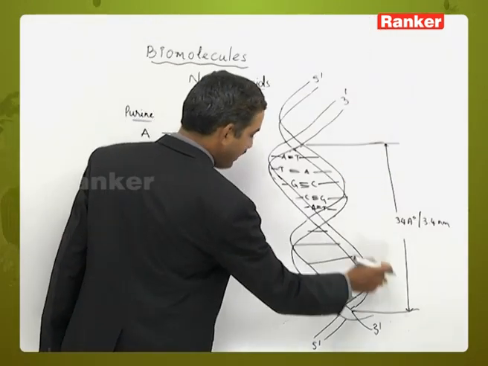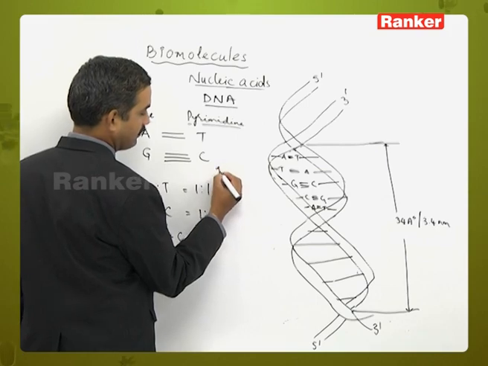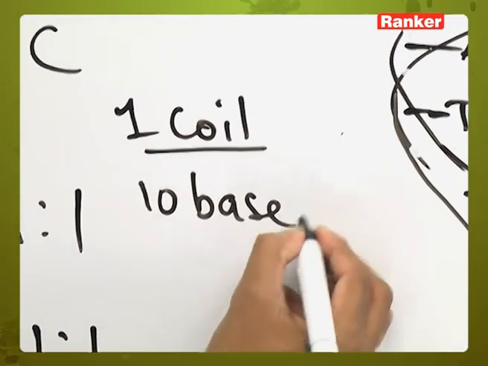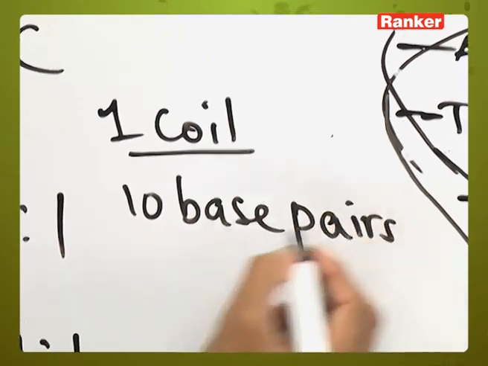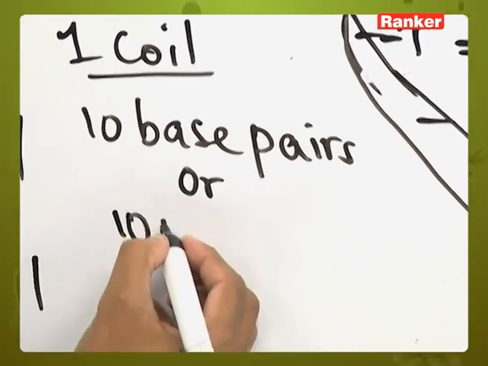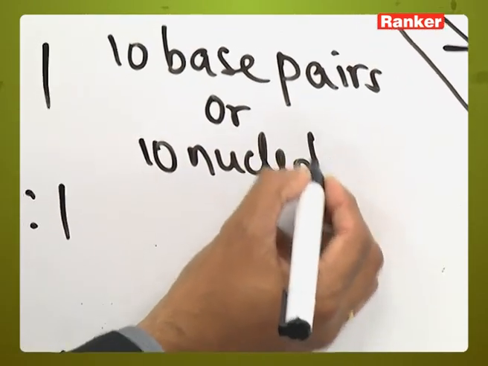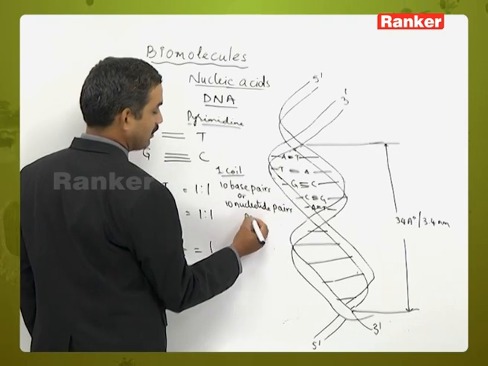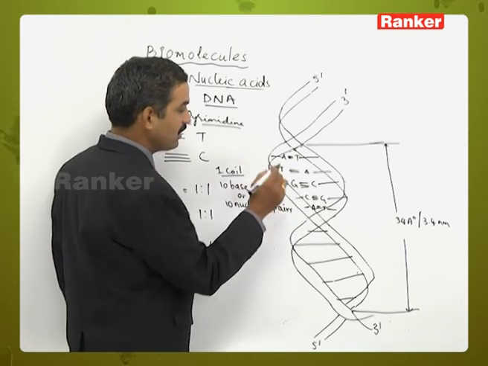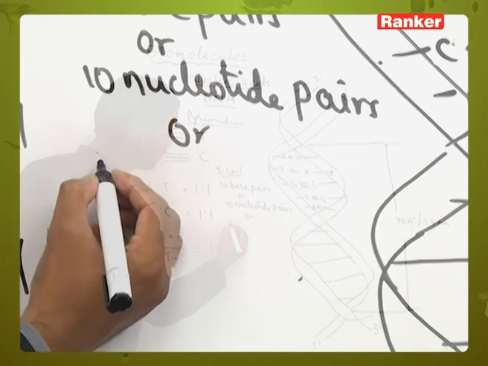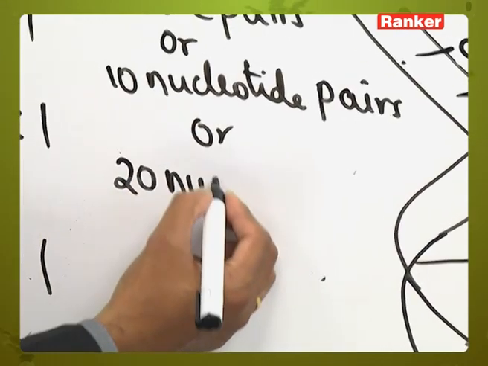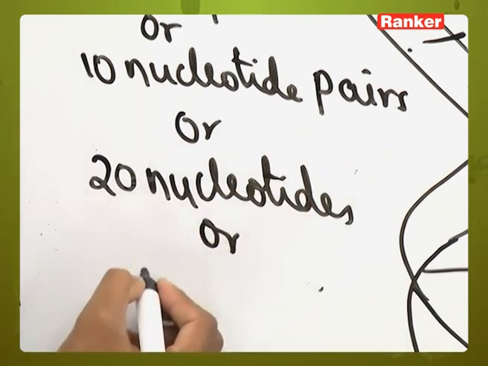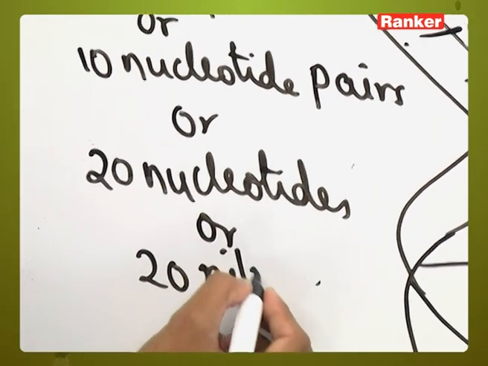So in one coil we get 10 base pairs, or 10 nucleotide pairs. As it is 10 pairs, it comes to 20 in number. Otherwise we can write it as 20 nucleotides or 20 nitrogen bases.